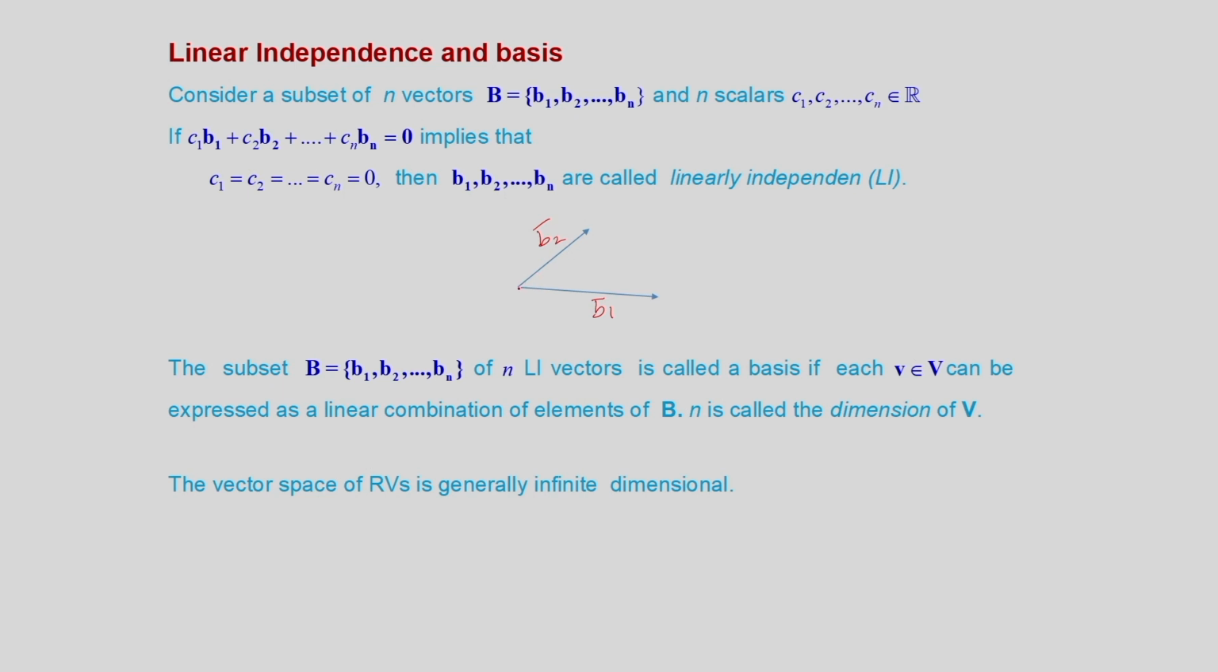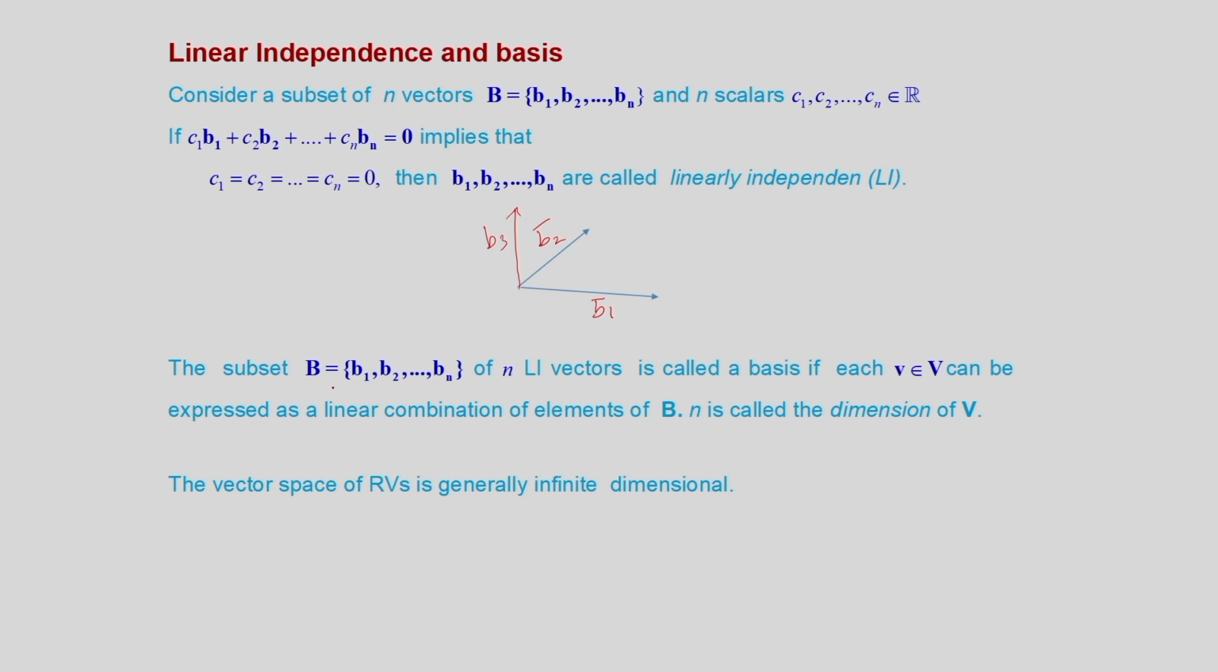However, if we have another vector, suppose B3, now this B3 can be represented as a linear combination of B1 and B2. Therefore, B1, B2 and B3 in this case will not be linearly independent. So, we introduce the concept of linear independence. Linear independence basically means that in that collection of vectors, one vector cannot be expressed as a linear combination of the rest. Now, we will tell what is a basis.